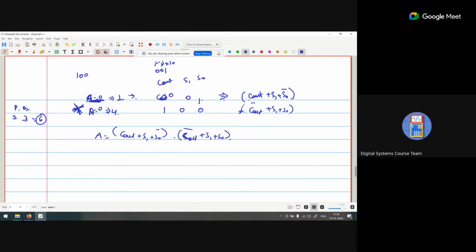Because our input is 2-bit. So the maximum possible value for 2-bit is 3. So if we add P and Q, 3 plus 3 is 6. So the valid is 6. If we want to show 7, 7 is not valid. If we want to show 8, 8 is not valid.